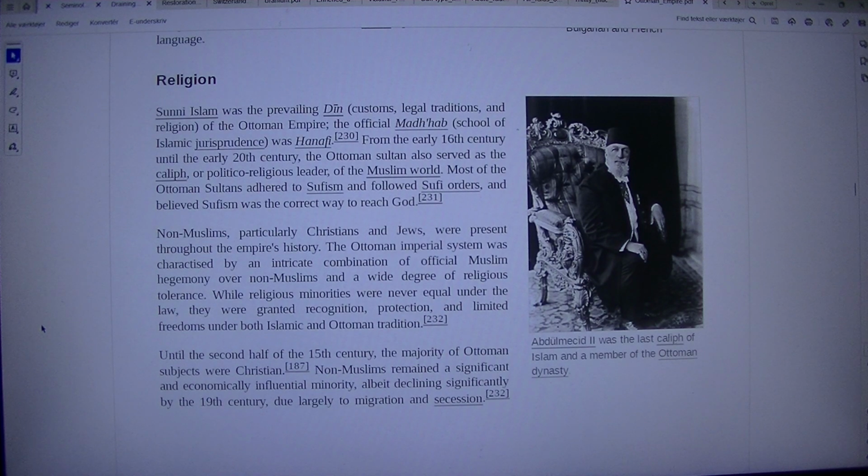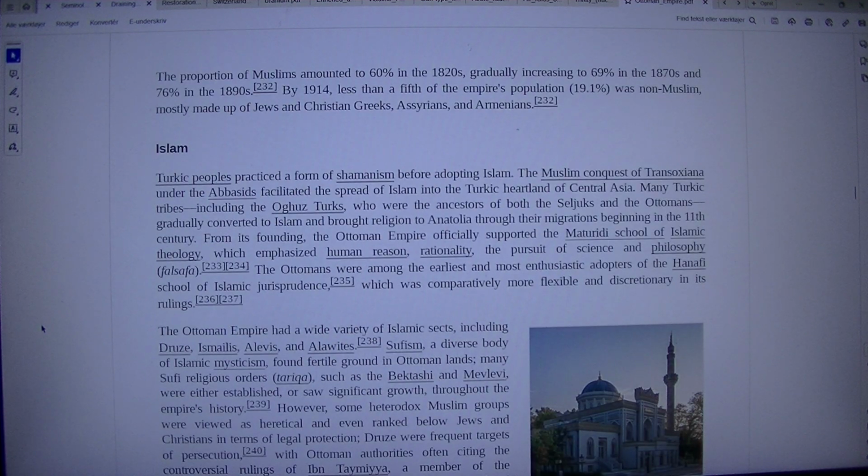The proportion of Muslims amounted to 60% in the 1820s, gradually increasing to 69% in the 1870s and 76% in the 1890s. By 1914, less than a fifth of the empire's population, 19.1%, was non-Muslim, mostly made up of Jews and Christian Greeks, Assyrians, and Armenians.